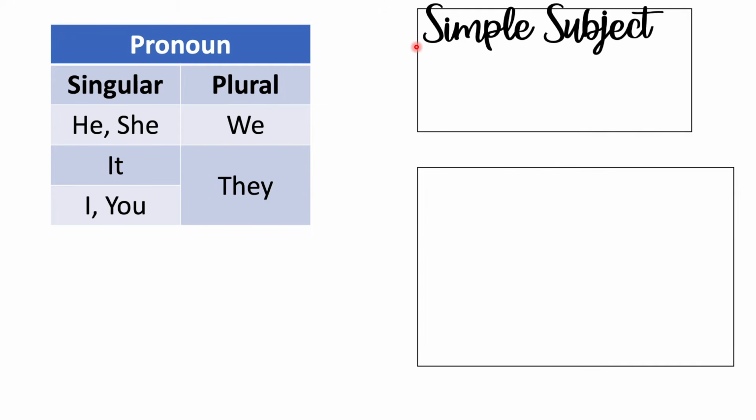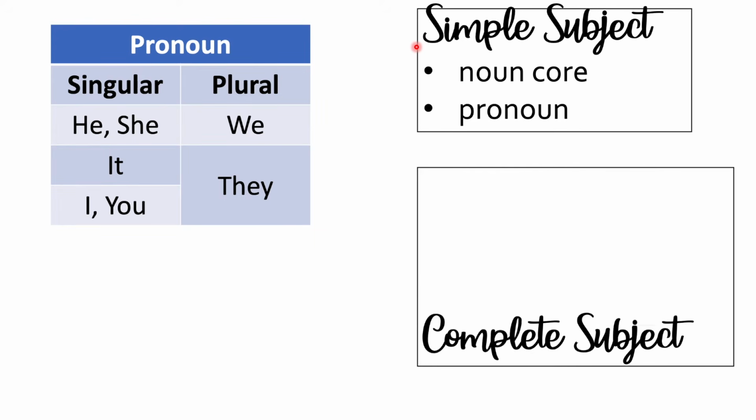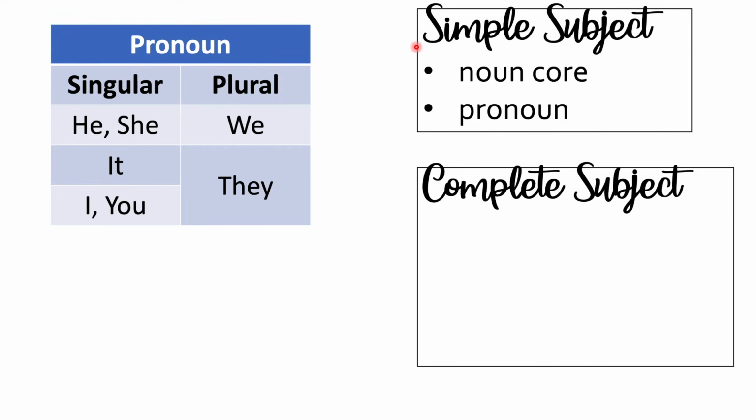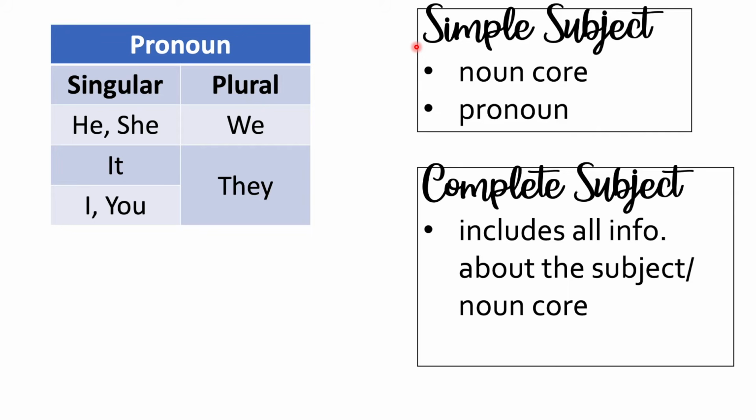Okay. Let's have the simple subject. So a simple subject is just the noun core or the pronoun itself. While a complete subject includes all information about the subject or the noun core. So anything about the subject, the article, and other complements or descriptors. And yeah, it has all the descriptions. Okay, that's why it's complete.